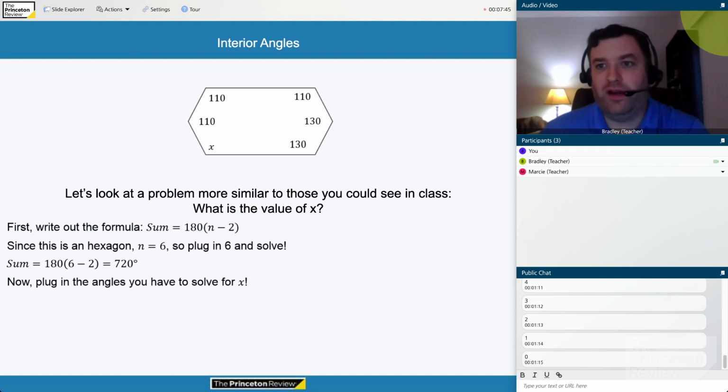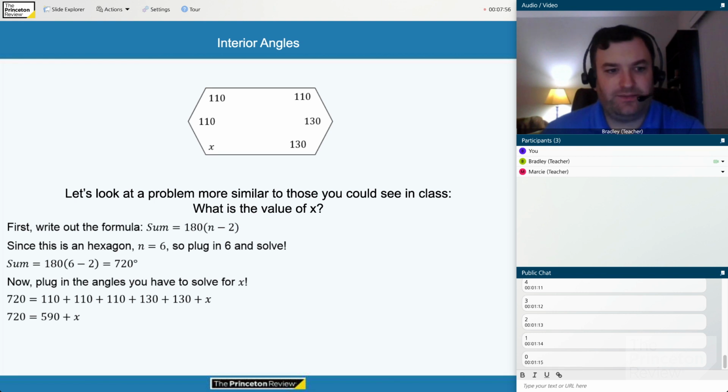Now we can just plug in all the angles that we have, add them up, and they have to add up to 720, right? So 720 would just equal 590 plus x, or x is 130, right? So just by taking that one step at a time, we can pretty easily get to this answer, as long as we remember our original formula, 180 times n minus 2.